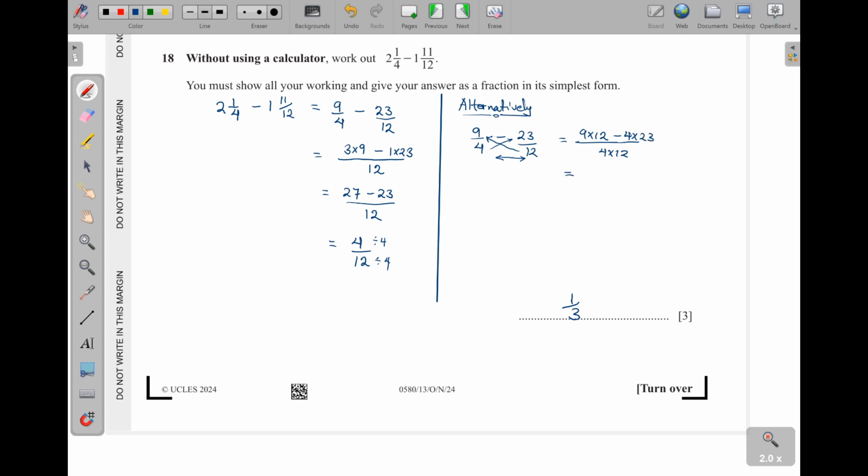So 9 times 12 is 108. 4 times 23, that is 92. Then we divide by, this will be 48. 108 minus 92, we get 16. Then divide by 48. 48 is a multiple of 16. So if you divide all through by 16, then you get 1 over 3.